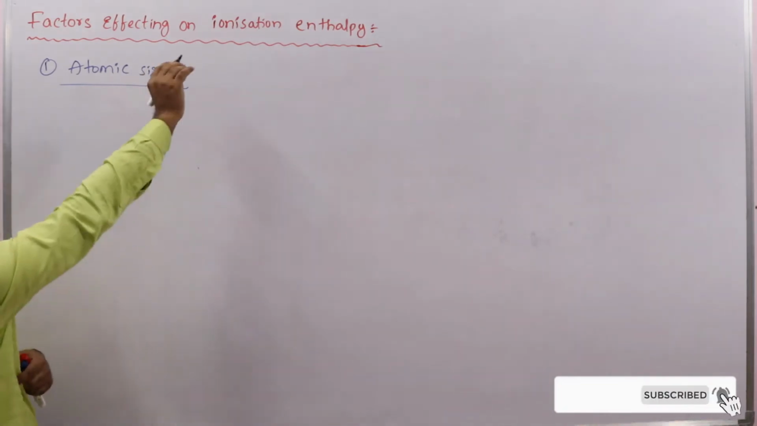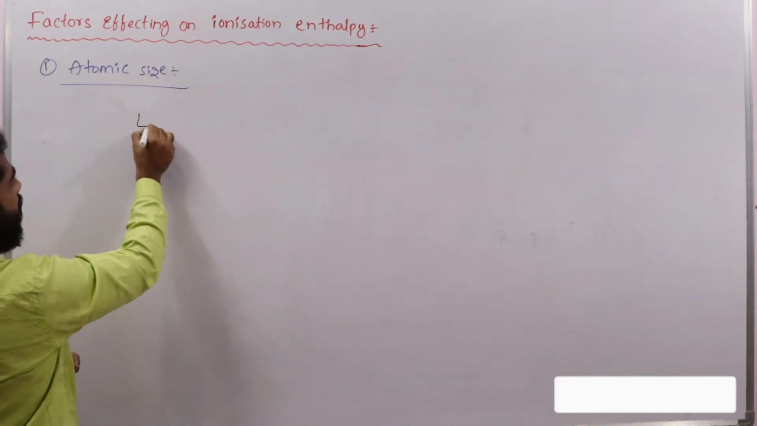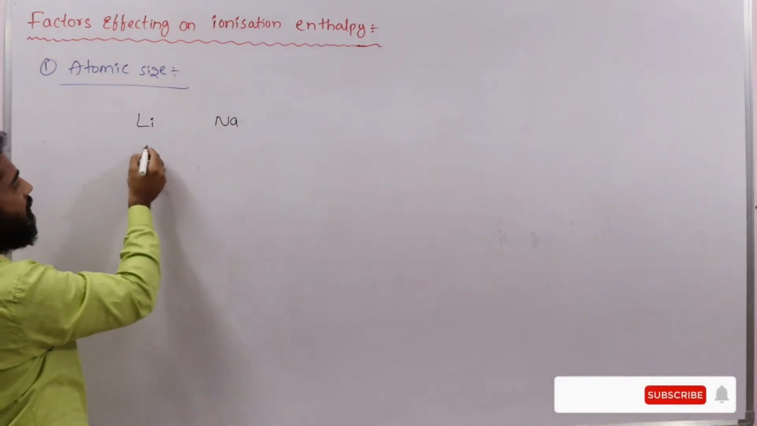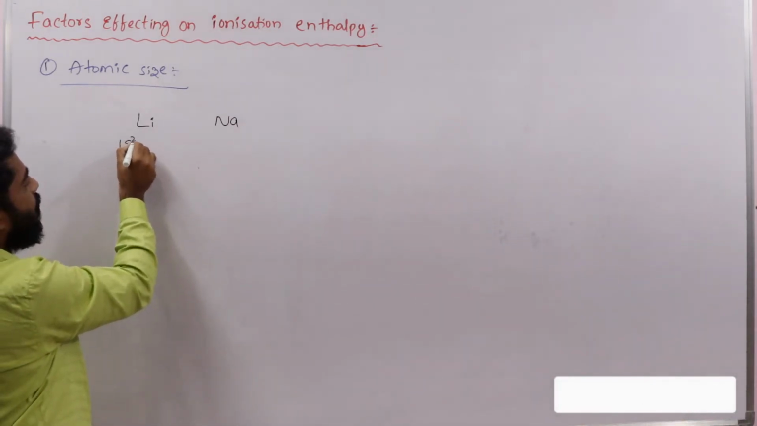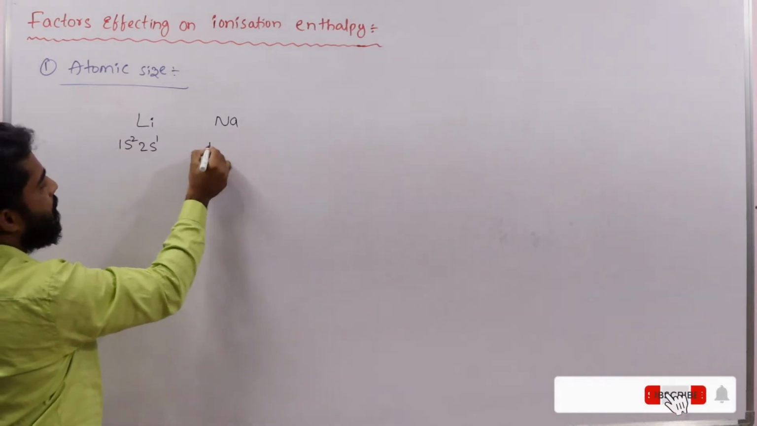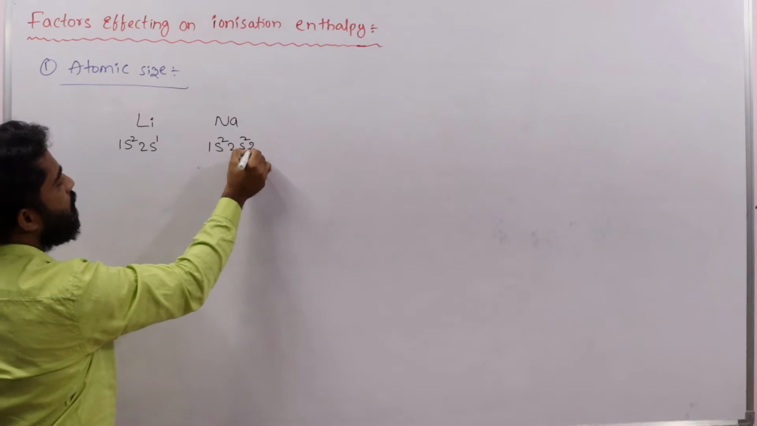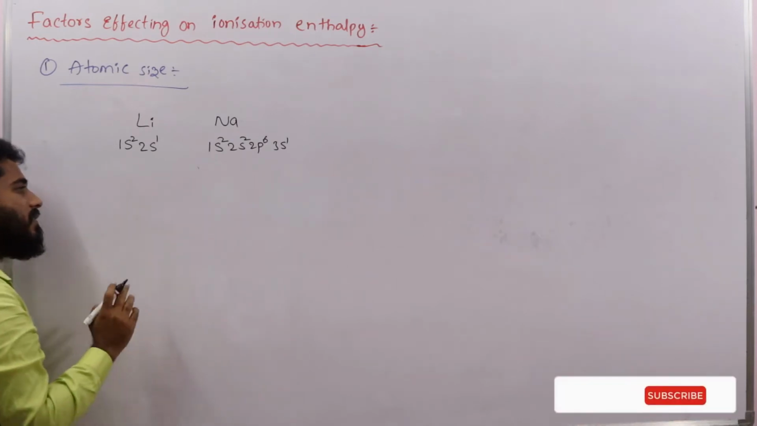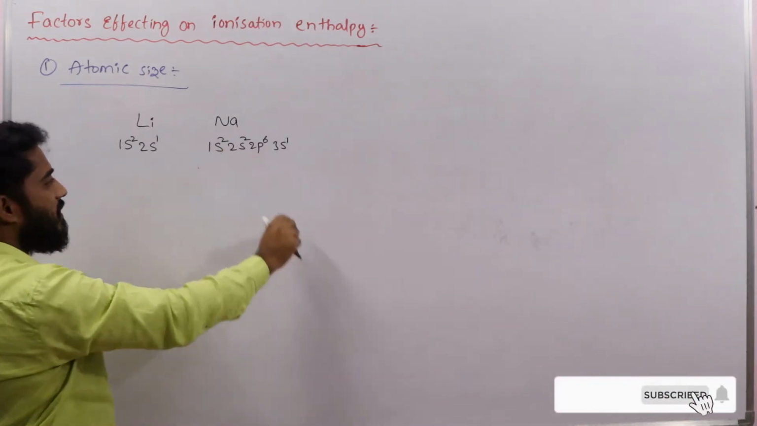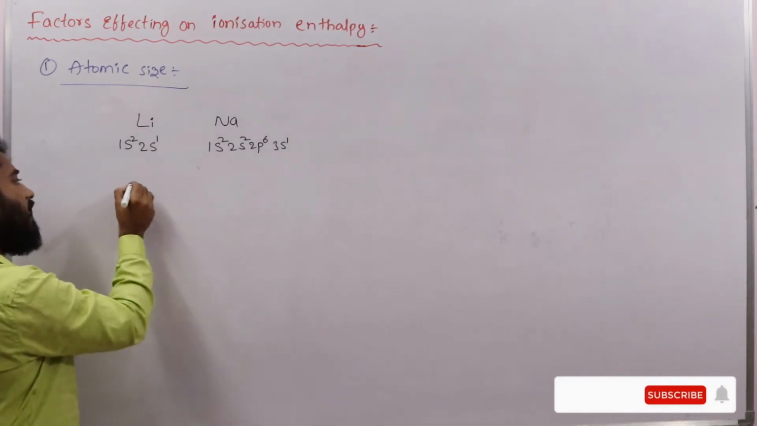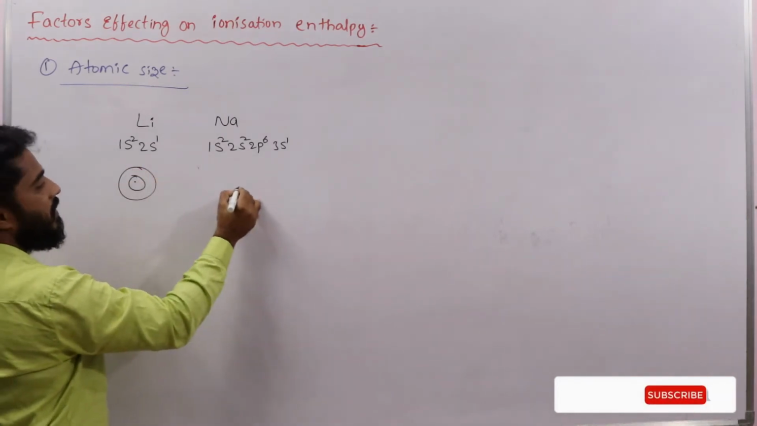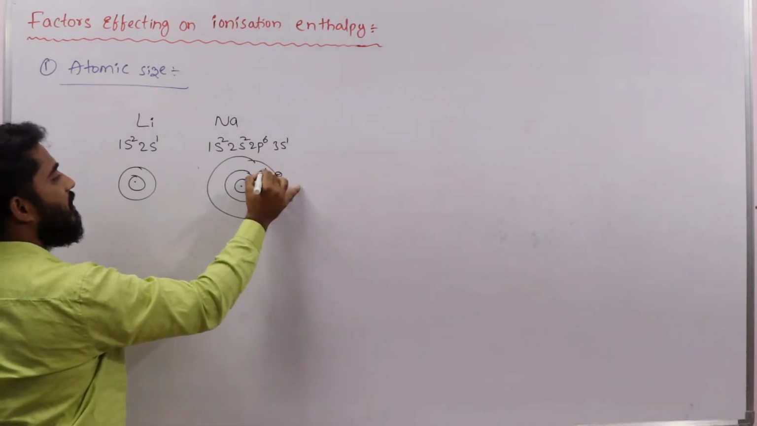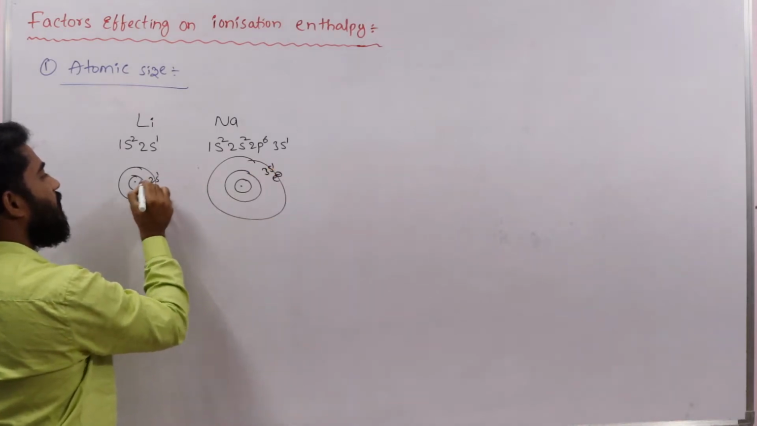Let us see. For example, I am taking lithium and sodium atoms here. Lithium electronic configuration is 1s2 2s1, sodium is 1s2 2s2 2p6 and 3s1. From lithium to sodium, what happens to the size? It increases, because more shells are present in sodium compared to lithium. Lithium has only 2 shells, but sodium contains 3 shells, with 3s1 in the outermost shell, here 2s1.